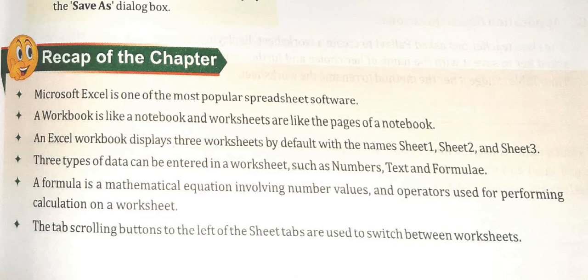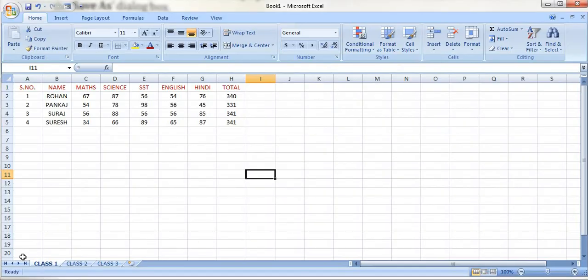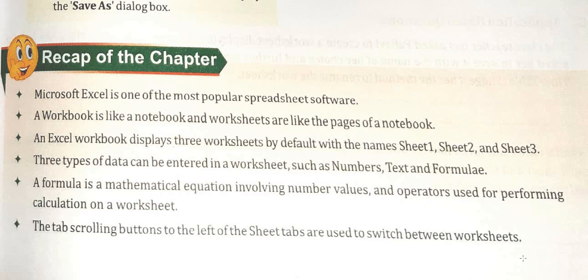The tab scrolling buttons to the left of the sheet tabs are used to switch between worksheets, right? The tabs which are there in the left corner, here you can see. These are all for switching between the worksheets. Okay, so these tabs, getting now.